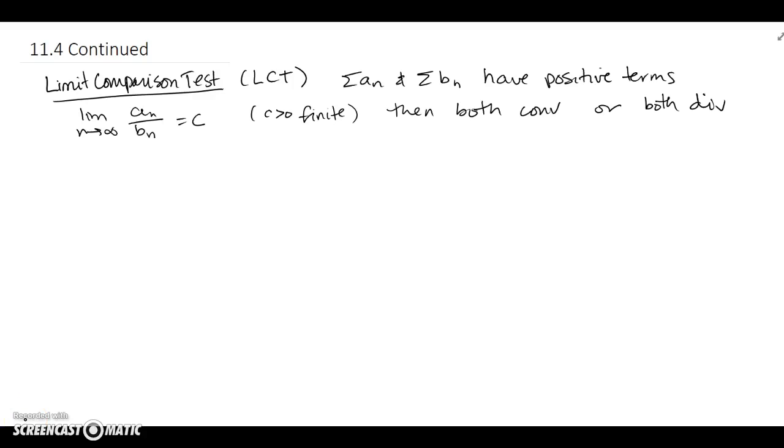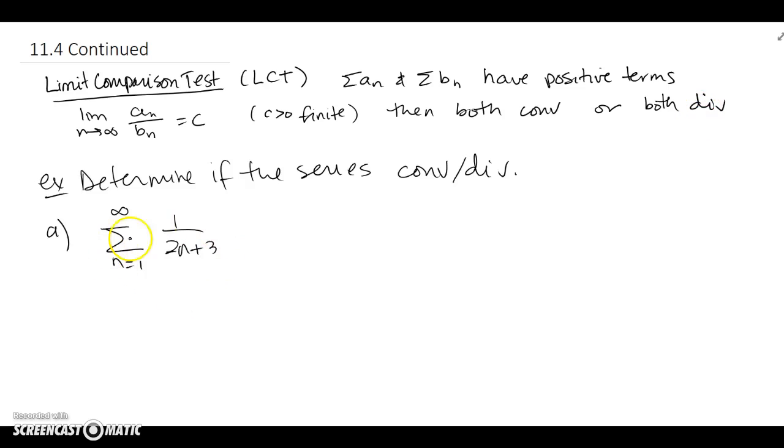Okay, let's continue with where we left off in class. The limit comparison test computes the limit of the terms of the sequences an and bn, and if we end up with a constant, finite, greater than 0, then either both converge or both diverge.